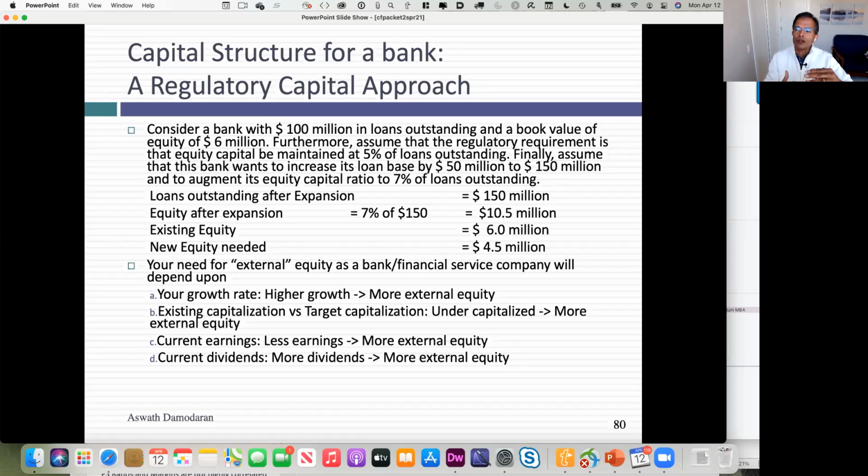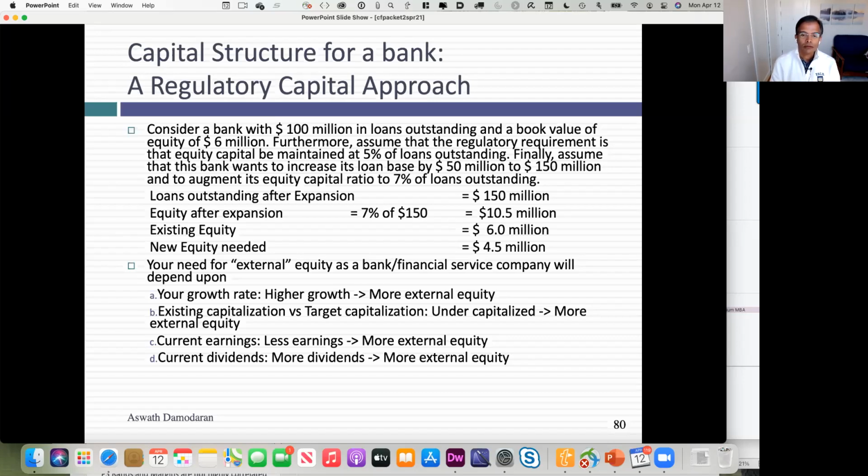The regulatory requirement is only 5%, so they have more than they need, right? They're at 6%. But this bank is conservative. They say, look, we don't want to be at 5%, or even at 6%, we want to be at 7% of loans outstanding. And they're also growing at the same time. Let's see how this plays out for the bank. If they grow 50% a year, next year they have 150 million in loans outstanding, 100 growing at 50%. 7% of 150 is 10.5 million. They will need 10.5 million in equity next year to meet their 7% requirement. Right now they're at 6 million. They need to make up the difference, which is $4.5 million.